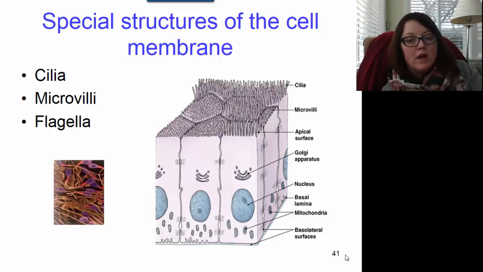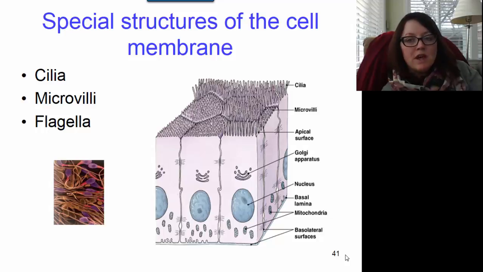So if you look at the picture on the right hand side of the screen, and if you look towards the top of that picture, you see what looks like tall grass and short grass. The tall grass are cilia and the short grass are microvilli. These are specialized folds of the cell membrane. In the case of the microvilli, the short grass, these specialized folds are functioning to help increase the surface area for absorption into the cell.